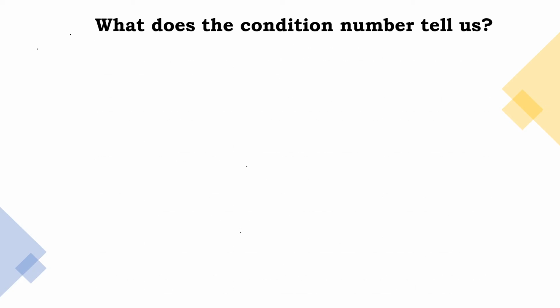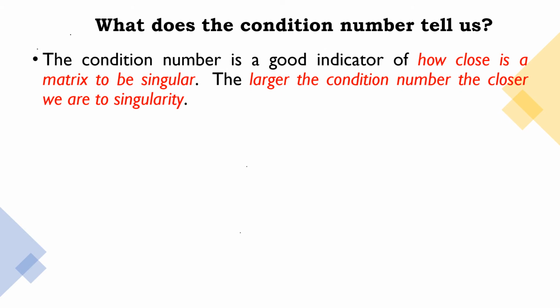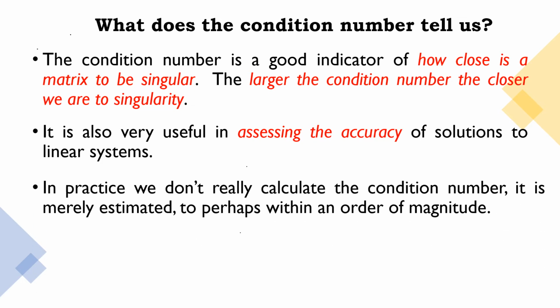Now, what does the condition number tell us? The condition number is a good indicator of how close a matrix is to being singular. The larger the condition number, the closer we are to singularity. It is also very useful in assessing the accuracy of solutions to linear systems. In practice, we don't really calculate the condition number. It is merely estimated, perhaps within an order of magnitude.